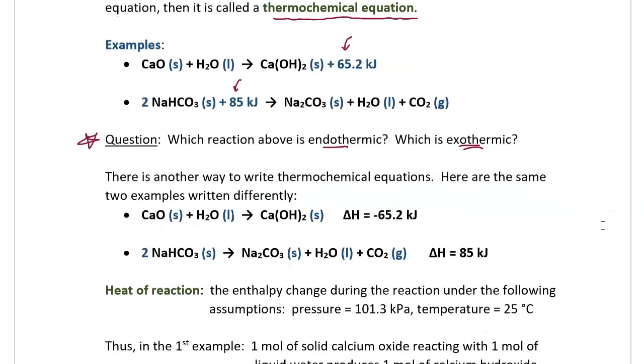There is another way to write thermochemical equations. Here are the same 2 examples, but written a little bit differently. Calcium oxide plus water produces calcium hydroxide, and then notice how it says delta H equals negative 65.2 kilojoules. This is saying the exact same thing as this first example. The fact that delta H is a negative number means the reactants are losing that amount of heat. I guess that means it was released into the surroundings.